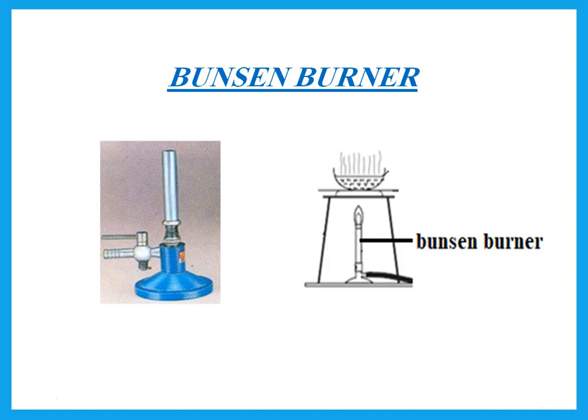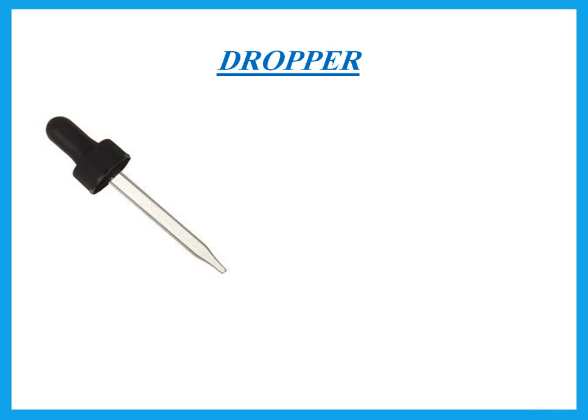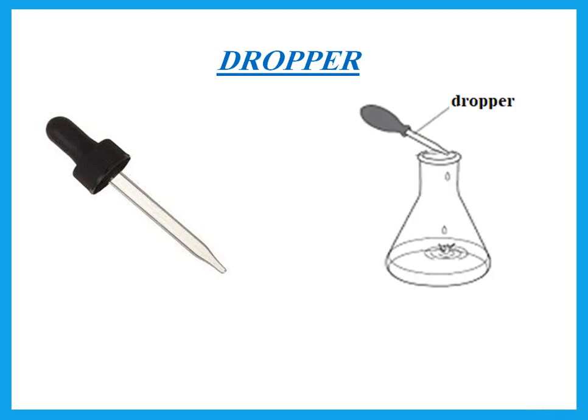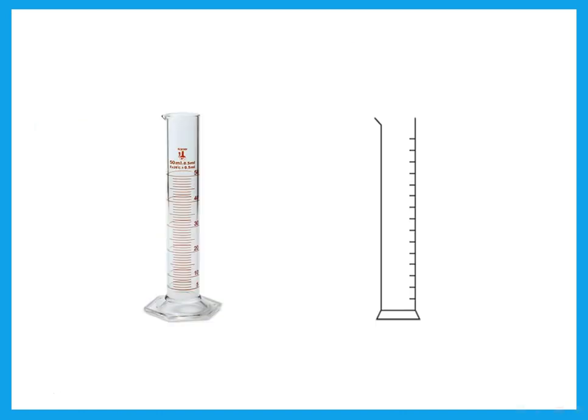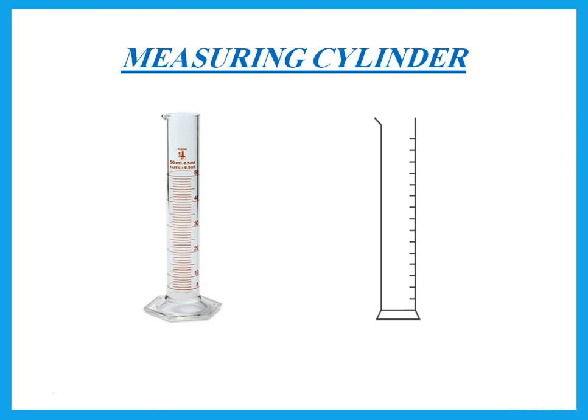Okay, what's this? Bunsen burner, of course, to heat any solution or any reaction. This is a dropper. If we say add 3 drops of indicator, for example, or any solution, we use a dropper. This is, of course, what? This is a measuring cylinder. Remember, a measuring cylinder has graduations. It is used to measure volumes of liquids, but it is not accurate.